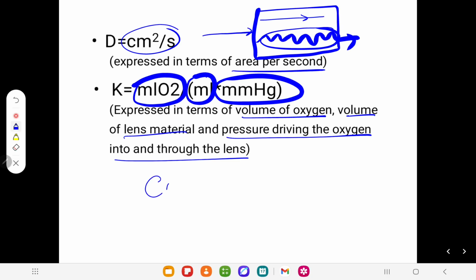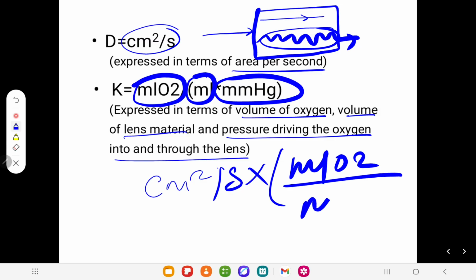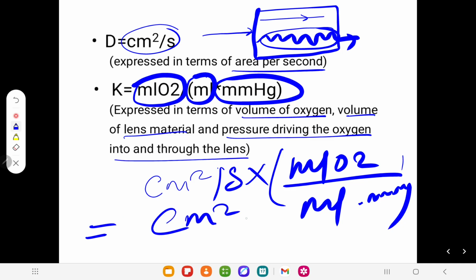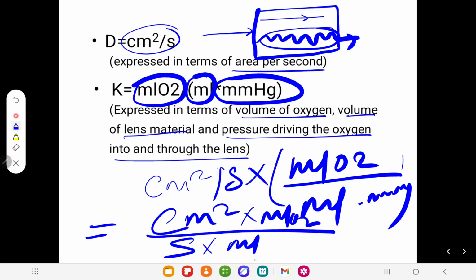D means centimeter square per second. Okay. K means ml of O2 dissolved divided by ml of material into mm of Hg. Now the total formula is centimeter square into ml of O2 divided by second into ml of material into mm of Hg. Yes, that's the unit. Just remember it. It's very important that you understand that unit.